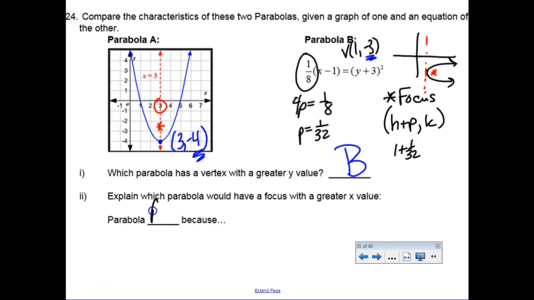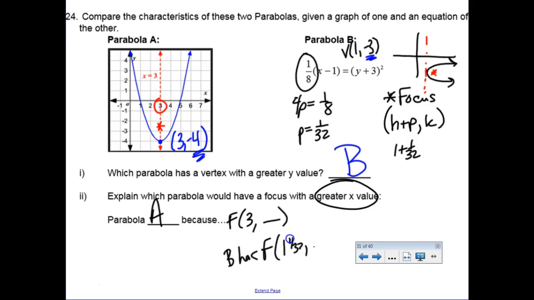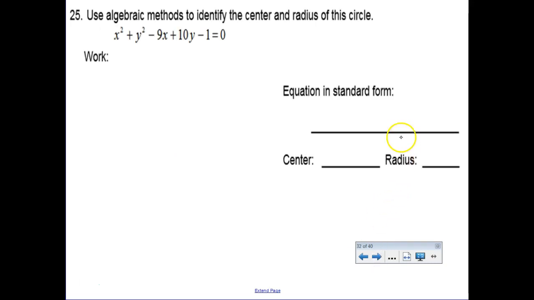So parabola A has a larger x value for the focus because, and then in this explanation you could tell me that parabola A has a focus of 3 comma something, and parabola B has a focus at 1 and 1/32 comma something, and clearly 3 is larger than 1 and 1/32. A lot of different ways you can answer that, guys. You can tell me visually speaking or formulaic. I do not care. I'm going to pause for the pledge in a moment.